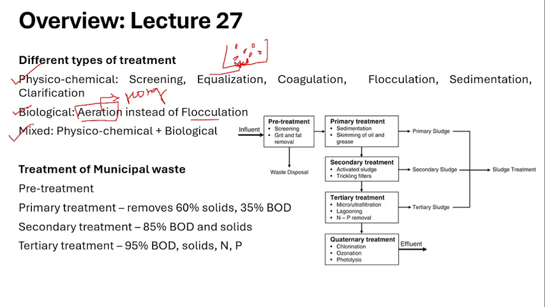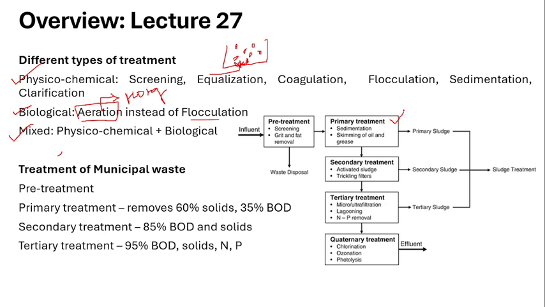And the next one is the mixed treatment. So in the advanced treatment, the physicochemical and biological treatment methods are combined to improve the efficiency of the process. This is again a schematic diagram of the wastewater treatment. So the influent water is coming in, and the pre-treatment involves screening, grit and fat removal, and these wastes are disposed and only the filtered water goes to the next chamber, which is the primary treatment.